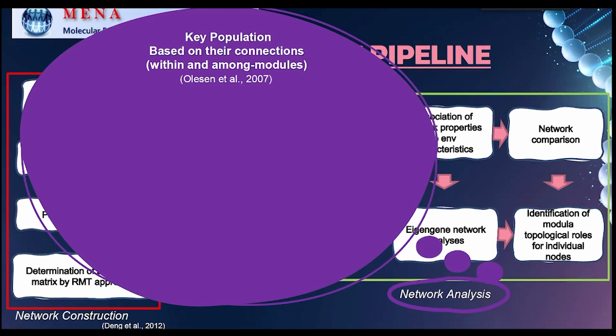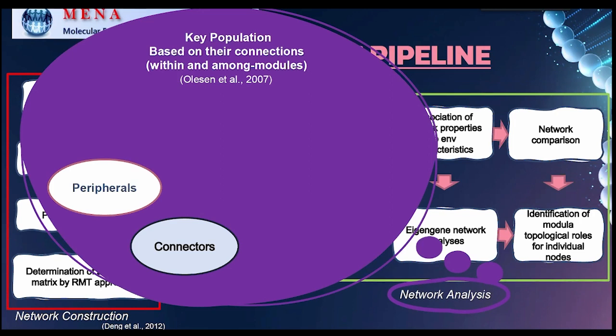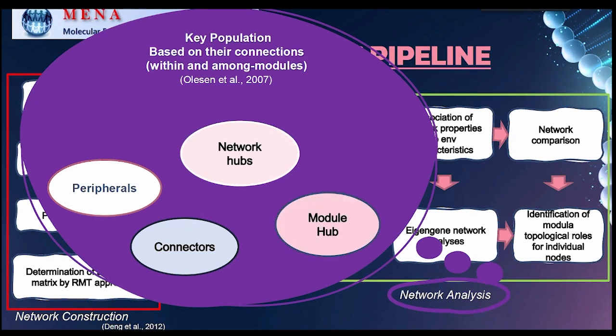You can find, for example, peripheral microorganisms, which have a very low number of connections. The connectors are microorganisms which have a higher number of connections, but inside its own module, inside its own group. The network hubs are microorganisms with a lot of connections, many connections inside its own group, but also outside its own group. And the last one is the module hub. The module hubs have a higher number of connections, but outside its own module.